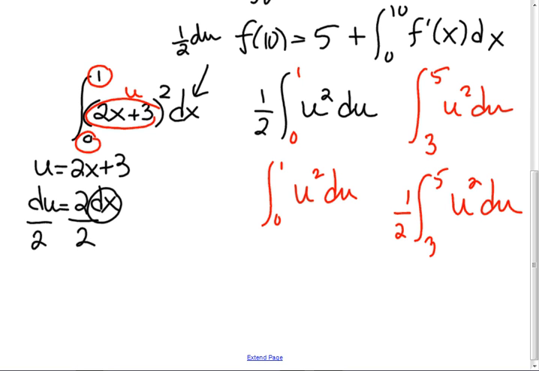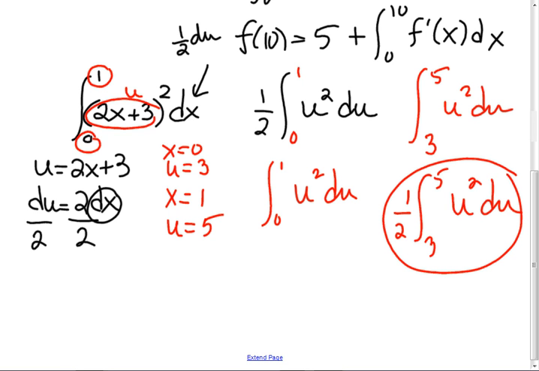And on that last test that was a problem. So I think I did it right. If x is equal to 0, u is equal to 3. I prefer to make the change and be done with it. I don't like to go back to x's. It takes more work. If x is equal to 1, then u is equal to 2 plus 3 or 5. So I did do it right. They're not going to ask you to integrate it. So my answer is this one. Do you see how they have distractors in there?